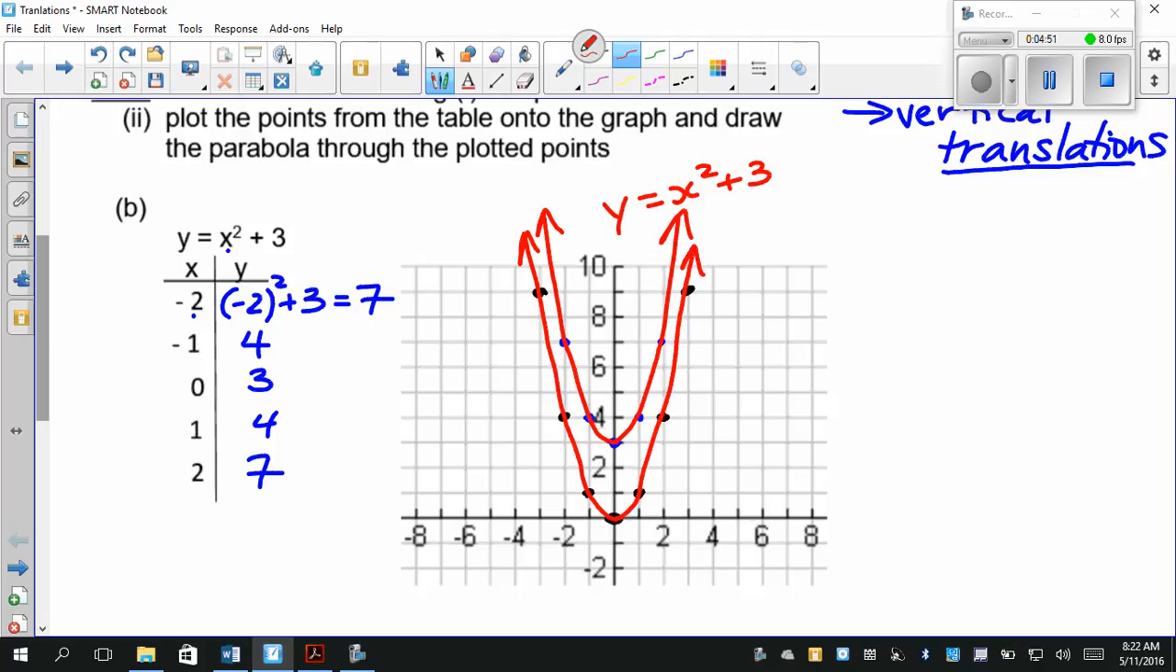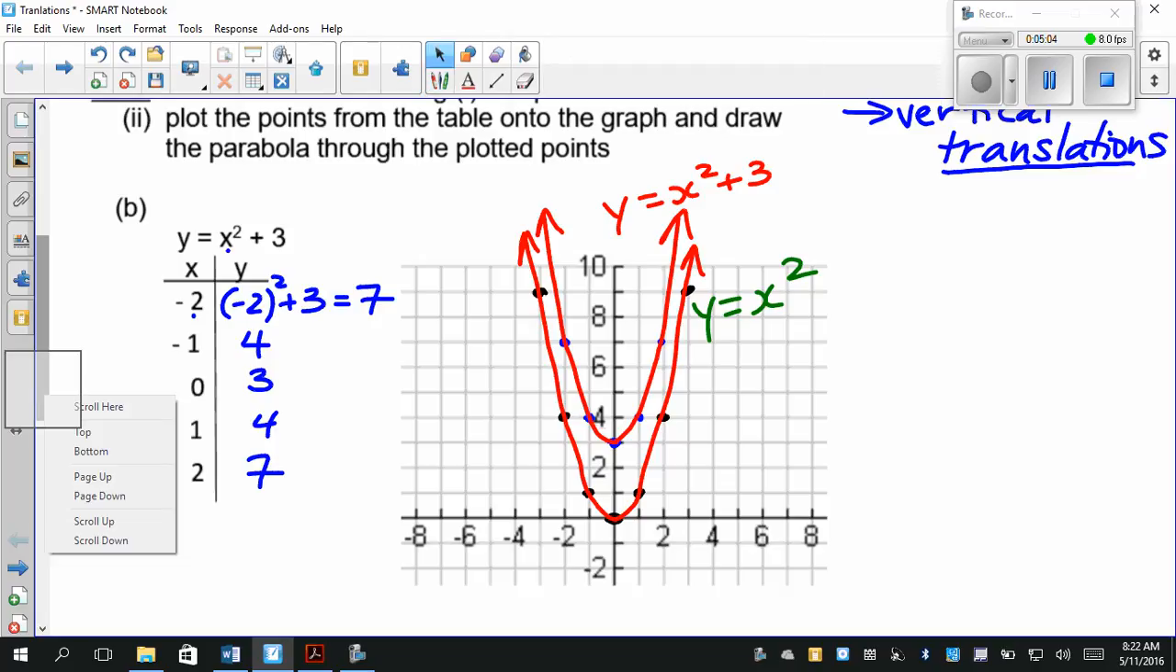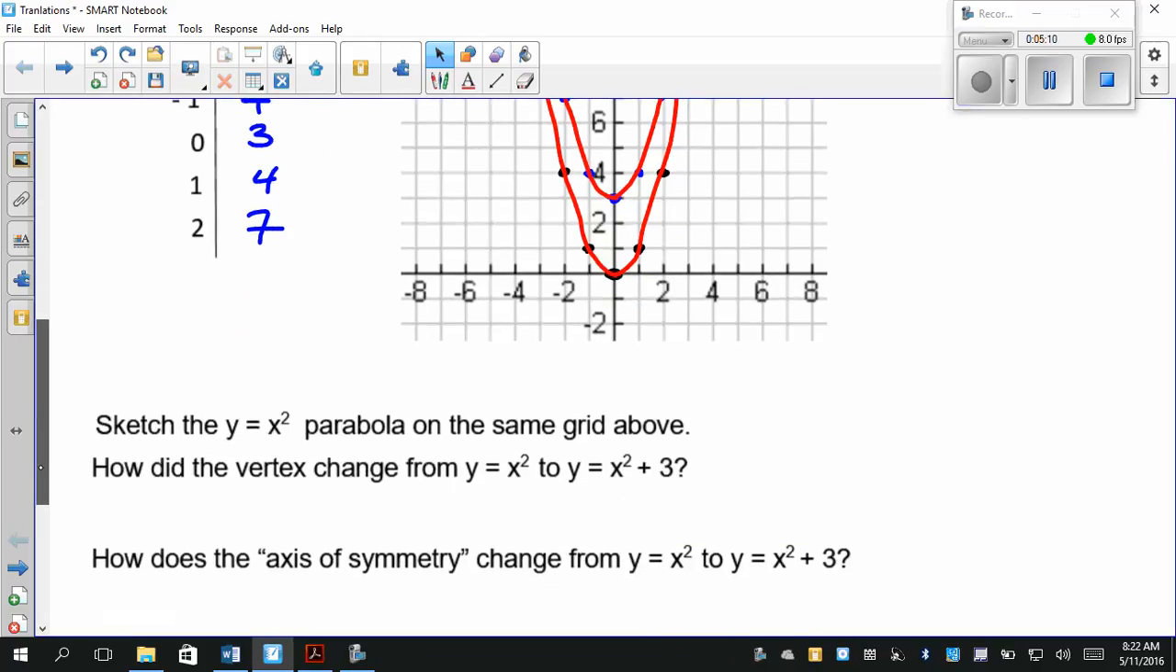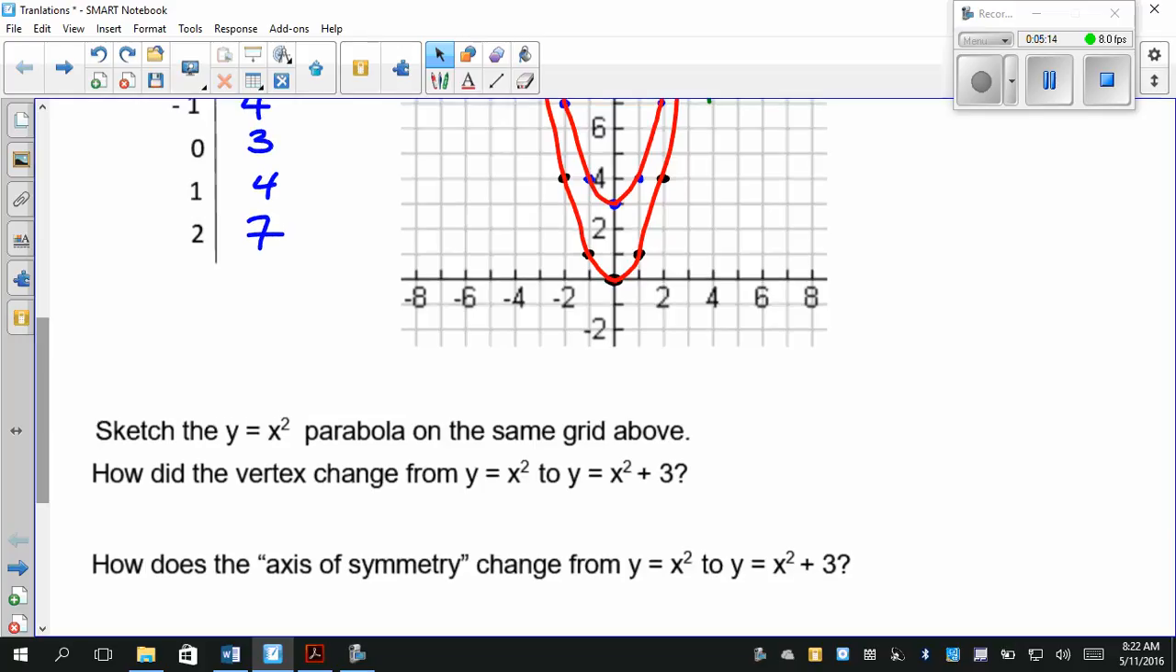So that is the parabola y equals x squared. Okay, so we've got our 2 parabolas there. We can see how the original parabola y equals x squared changed to y equals x squared plus 3. So the question down below here is, how did the vertex change from y equals x squared to y equals x squared plus 3? You can see that the vertex moved from here to here.